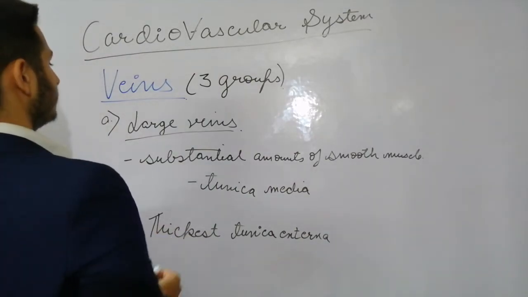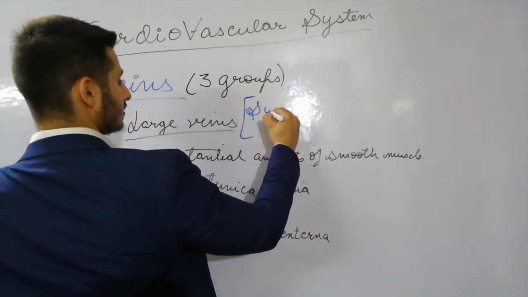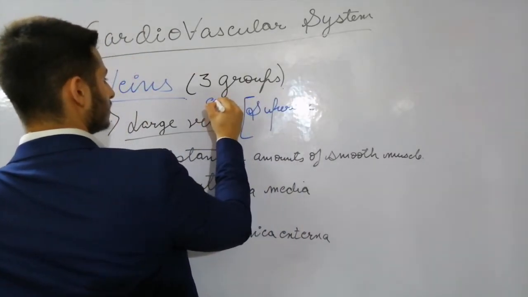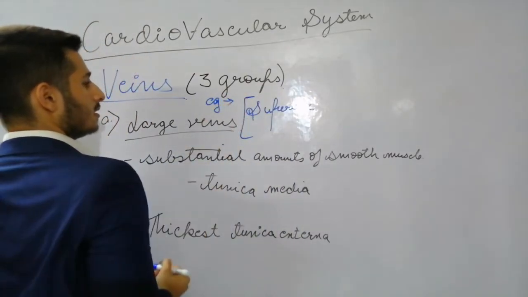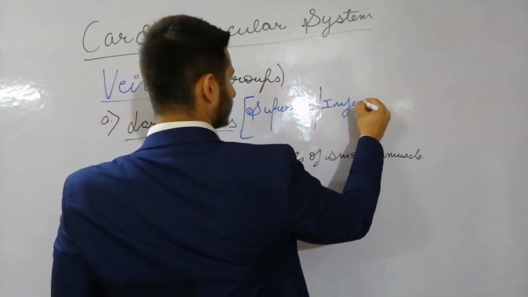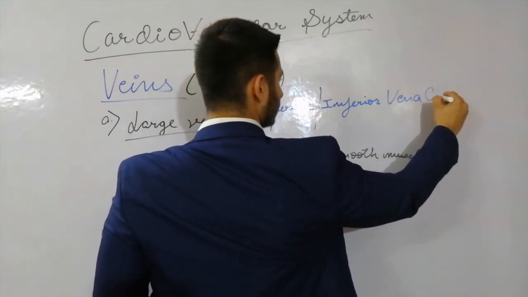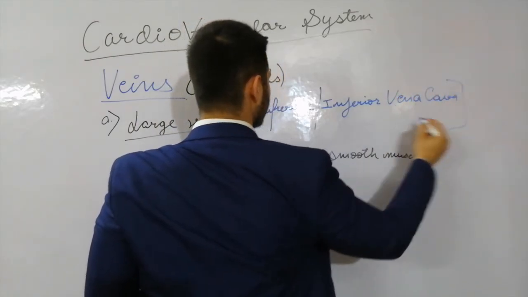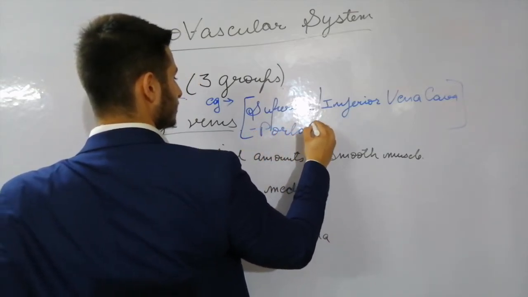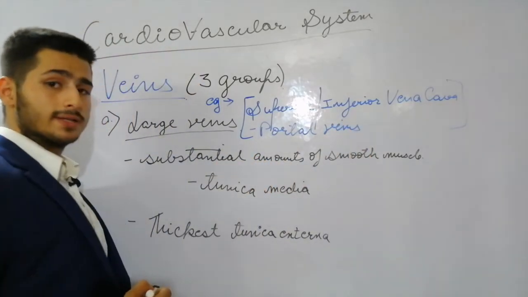A few examples of large veins are the superior and inferior vena cava, and also the portal veins.